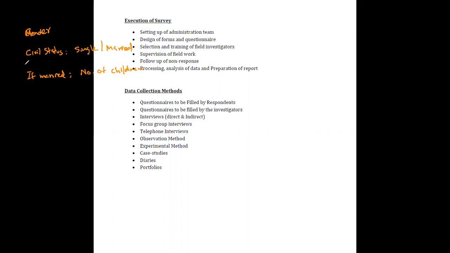But think about what will happen if you shift these two questions. Suppose you first ask the number of children you have, and then you ask what the civil status is. Then it is really embarrassing for the respondent, because you have not followed the proper order for setting up your questions. Therefore, we have to avoid these types of scenarios when designing questionnaires.